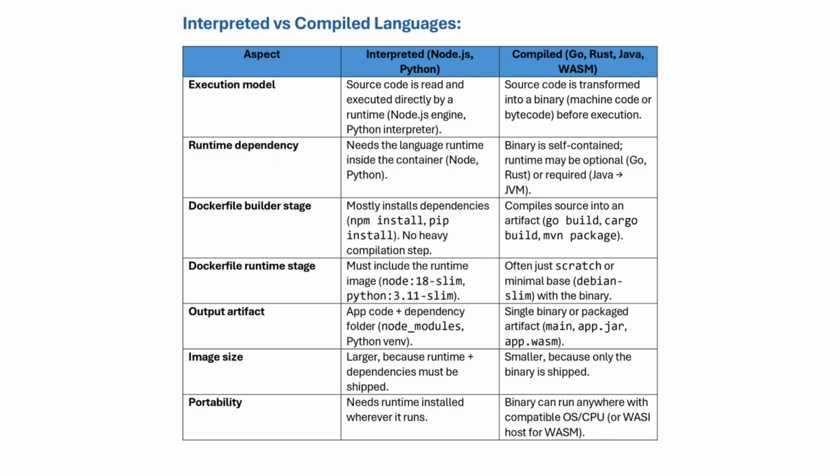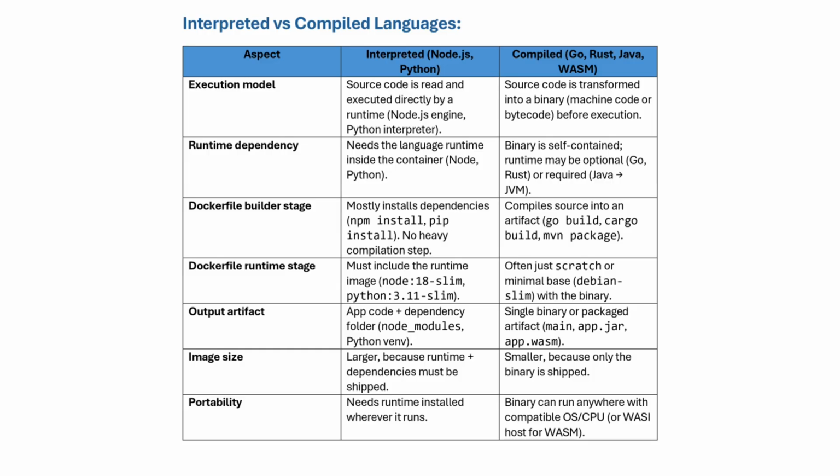Let's understand it deeper. Execution model: in Node.js, Python or interpreted languages, source code is read and executed directly by a runtime, the Node.js engine or Python interpreter. Whereas in compiled languages, that is Go, Rust, Java, WASM, source code is transformed into binary machine code or bytecode before execution.